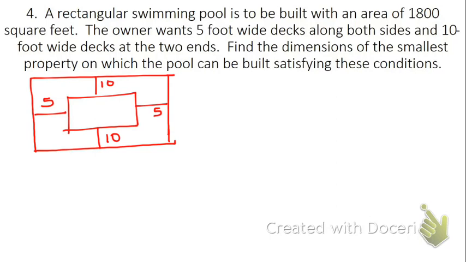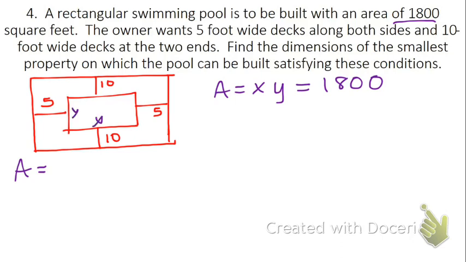Alright, find the dimensions of the smallest property on which the pool can be built, satisfying these conditions. Okay, when they tell you to find the smallest property, what they're asking you to minimize is the area. So we need the area of the whole entire thing. But then we're also going to be interested in the area of the swimming pool, because what we know about the swimming pool is that it is built with the 1,800-foot area. So first of all, I know for the swimming pool that the area is XY and it's 1,800 square feet. And then maybe here's Y and here's X.